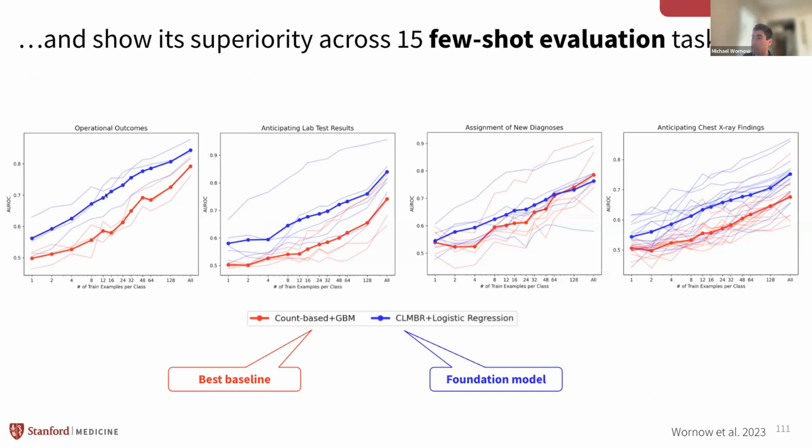And here the blue line is the foundation model CLMBR. Here we do see substantial gains from using a foundation model that was pre-trained on lots of patients over the most competitive baseline model that was not a pre-trained foundation model. And so this is very encouraging. And we release all the code and data for this so that hopefully people can actually replicate all the plots that we have in this paper.